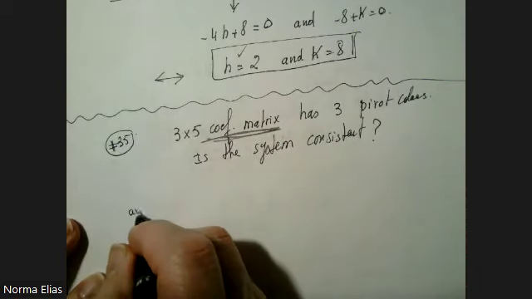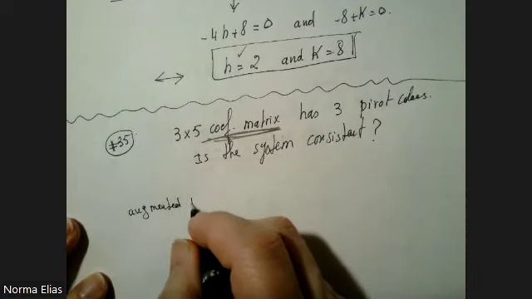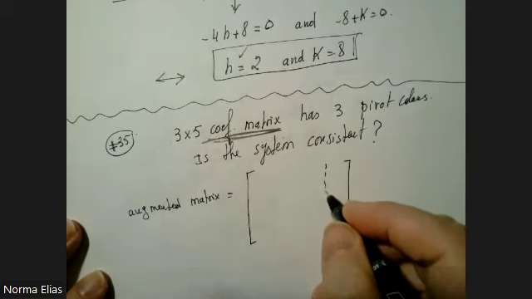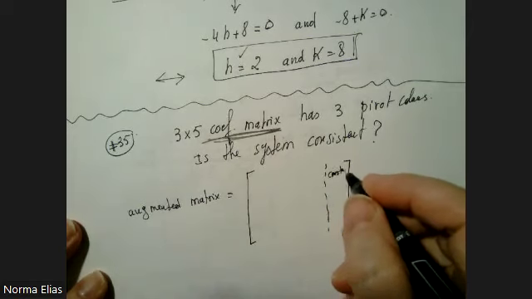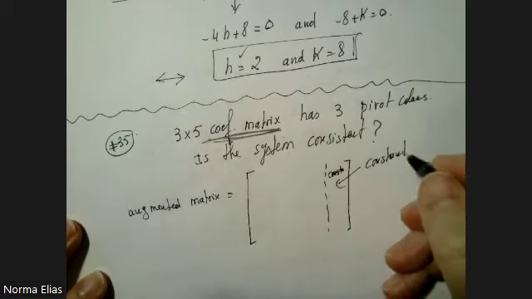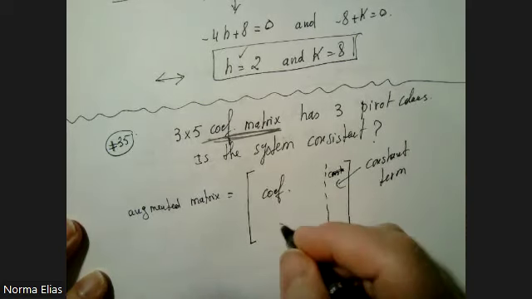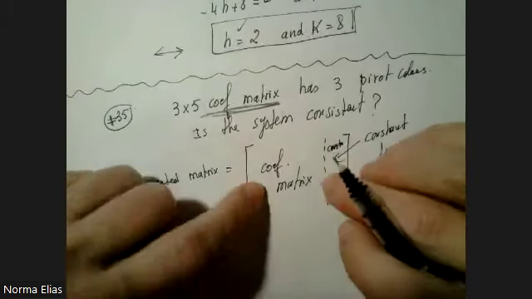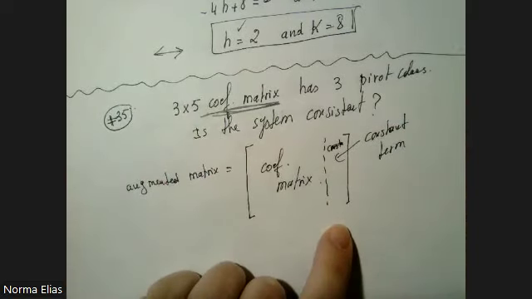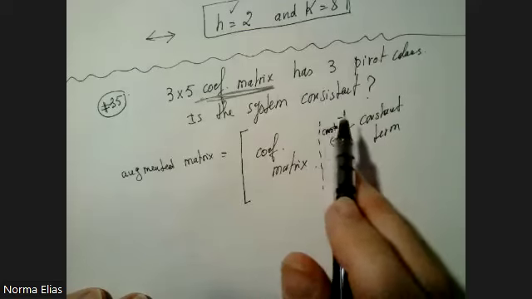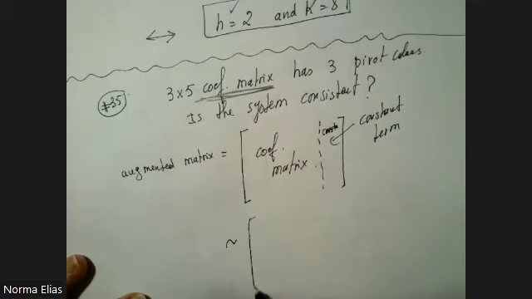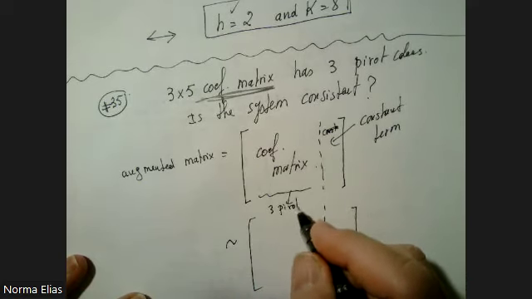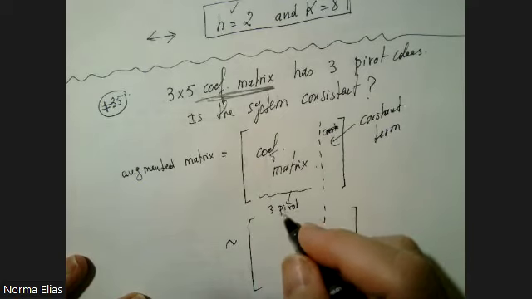It means you take the augmented matrix of the system. The augmented matrix basically is like this. You have the constant terms here, and this part here is the coefficient matrix. Understood? The first part only has the coefficients of the variables, and this has the constant terms of the equations. Now, when I tell you a 3 by 5 coefficient matrix has 3 pivots, it means when you reduce it, this piece here will have 3 pivots, or 3 leading entries.